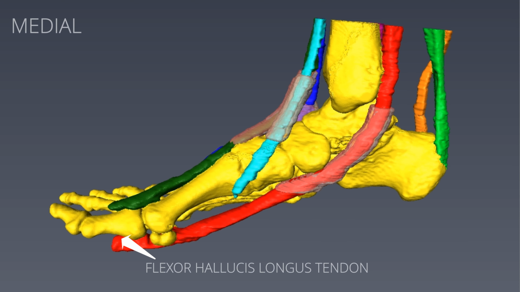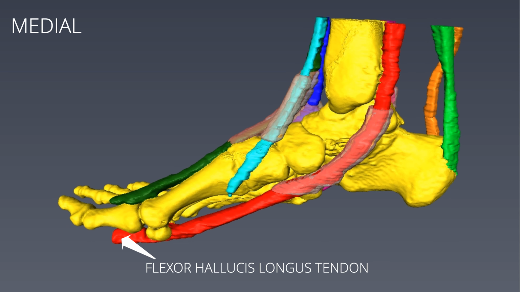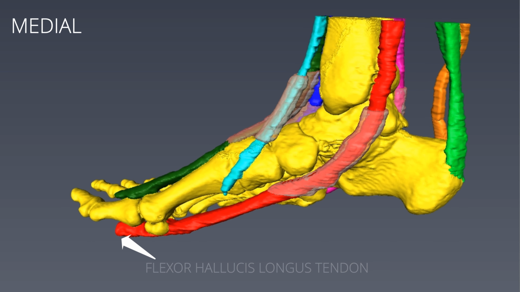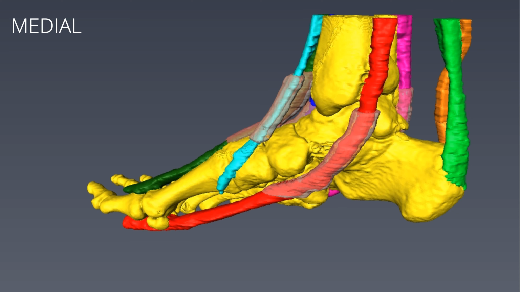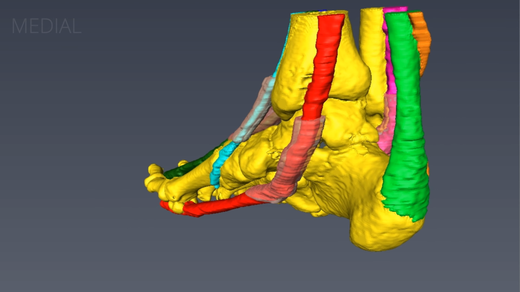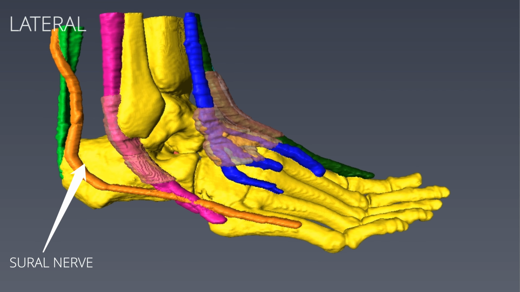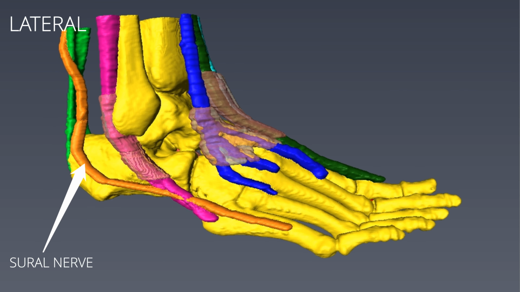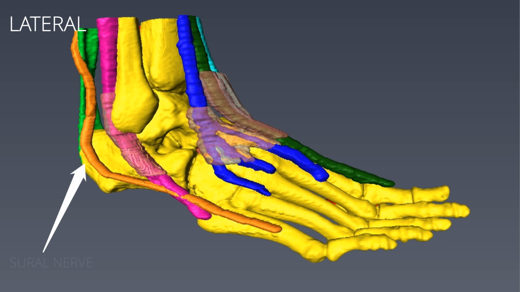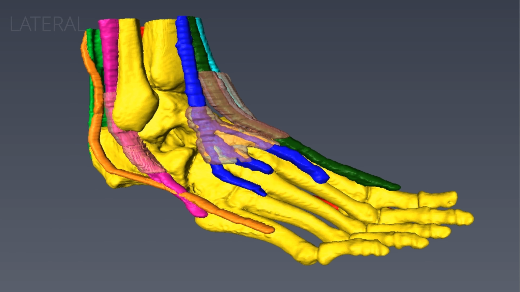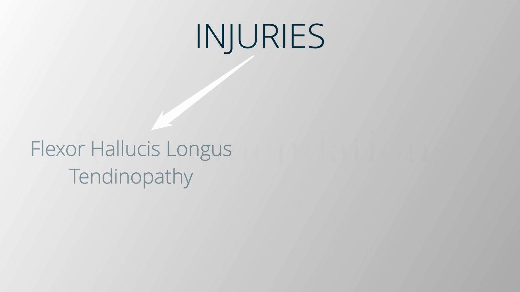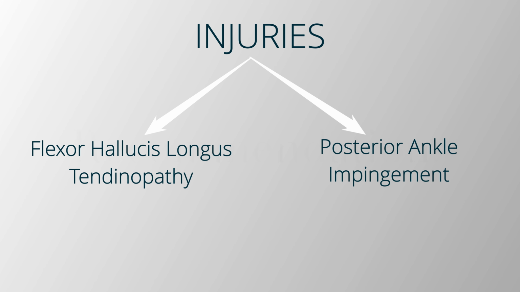The Flexor Hallucis Longus tendon inserts onto the base of the big toe and originates from the Flexor Hallucis Longus muscle, which is one of the calf muscles. Another structure present in orange is the sural nerve. The sural nerve innervates or supplies sensory perception to the lateral last third of the shin and to the lateral side of the foot. This video will cover two injuries, Flexor Hallucis Longus Tendinopathy and posterior ankle impingement.